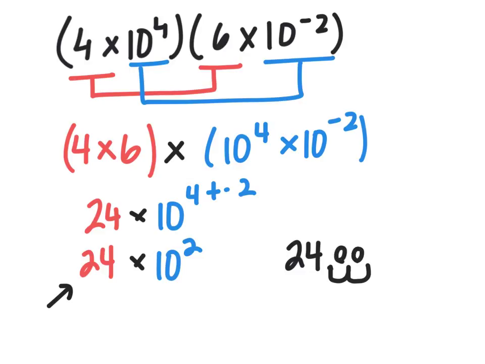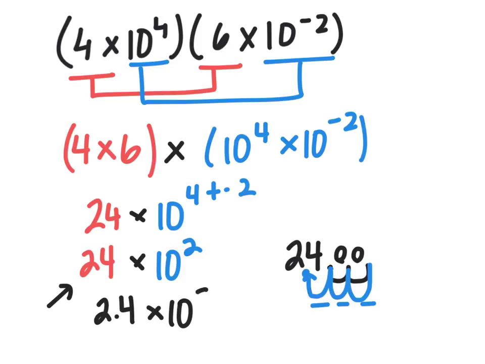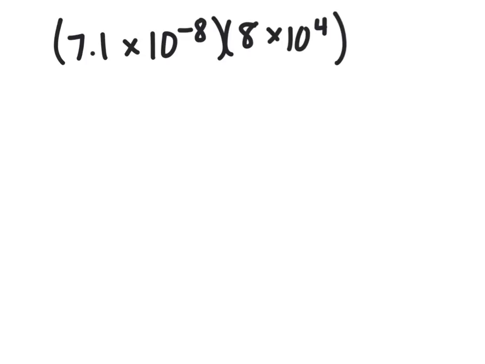Now we need to get a number between 1 and 10, which, if you see, is going to be 2.4. And moving the decimal from where it ended after the 0 back to the 2.4, we moved it 1, 2, 3 times. So now our final answer is going to be 2.4 times 10 to the 3rd power. It's a big number, so we keep it a positive exponent, and now our leading number is between 1 and 10. Let's try this just one more time.